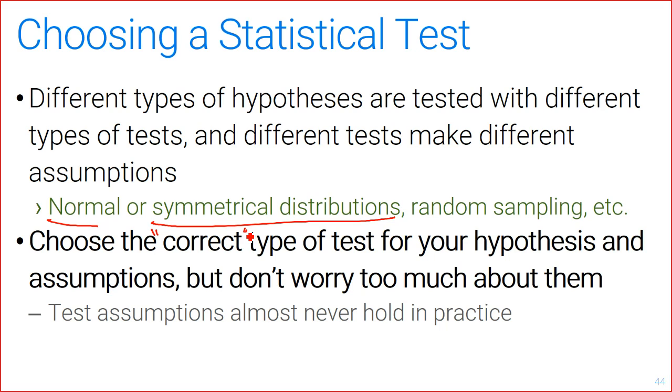So the point is, always you have to choose the, let me put quotes in here, correct type of test for your hypothesis and the assumptions, but then do not worry too much about the assumptions, because the test assumptions kind of never hold in practice. We never have truly normal distributions. We never have truly random sampling. We're kind of there, so there's really no point in being picky about it.